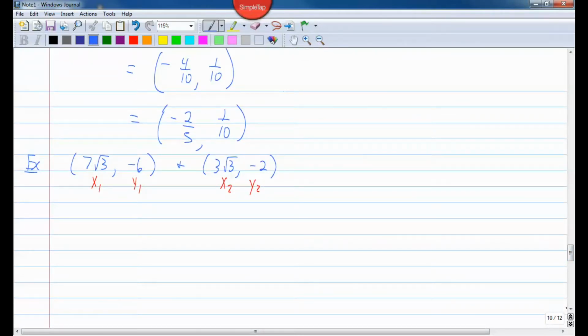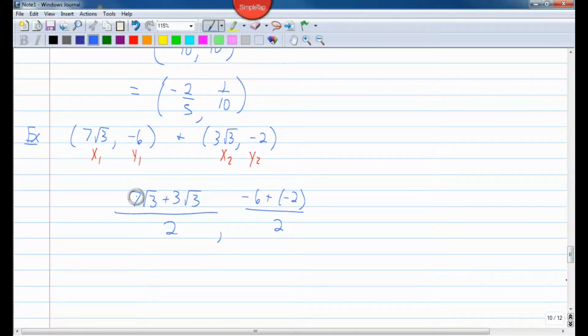Alright, so the first thing that I want to do is I want to add the two x's together. So 7 square roots of 3 plus 3 square roots of 3, all divided by 2. And then add the two y's together. Negative 6 plus negative 2, all divided by 2.